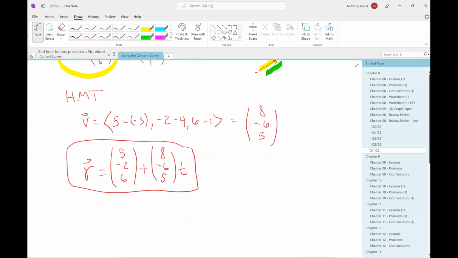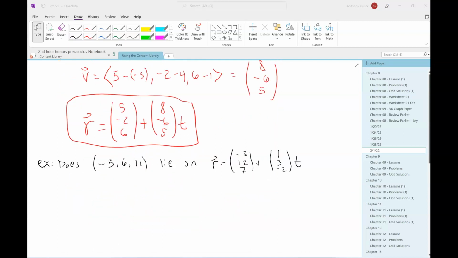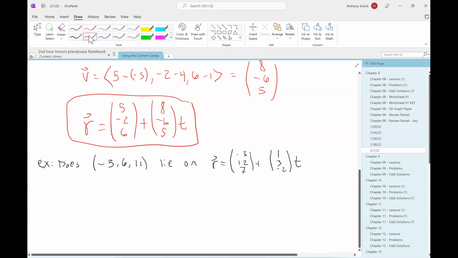Next, let's look at another example. In this question, we're asked, does the point (-5, 6, 11) lie on the vector line equation r? And this we're going to do just like we did in 2 dimensions. I'm going to start by doing the vector operations: scalar multiplication first, then vector addition second.